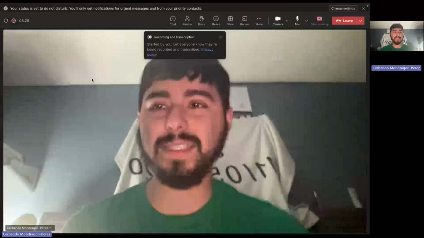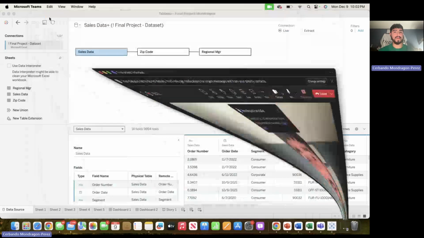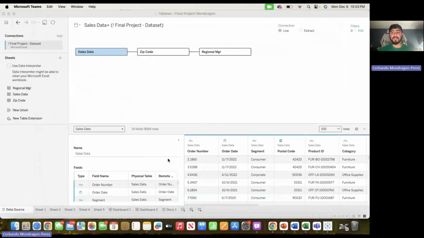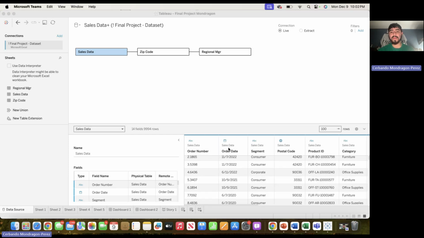I'll be talking about my Tableau individual project today. So let's get started. This is all of my data. I have sales data, its relationship with zip code, and then zip code with regional manager. I have made sure that all of the data has been put into strings, if not date or geographic locations.